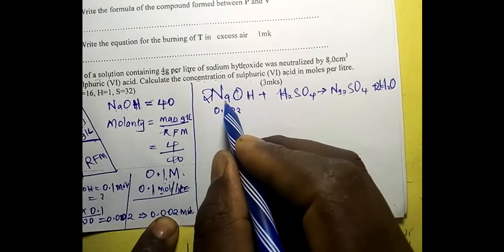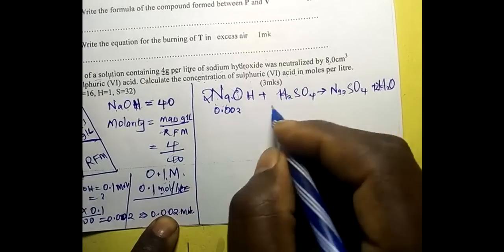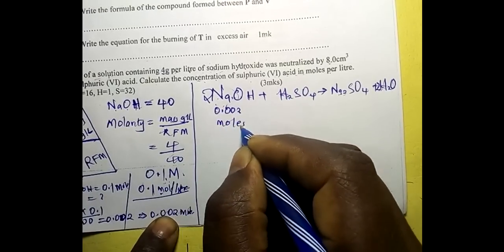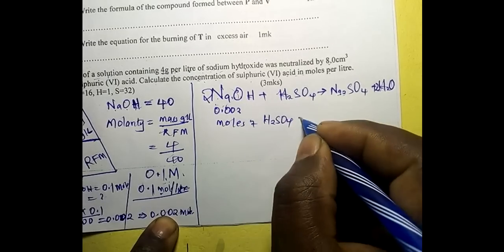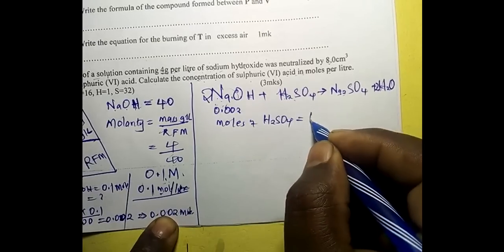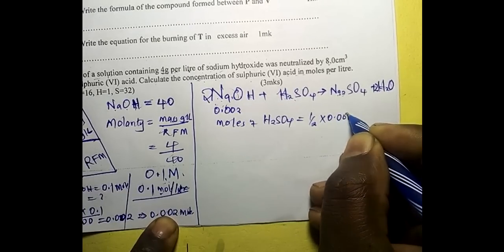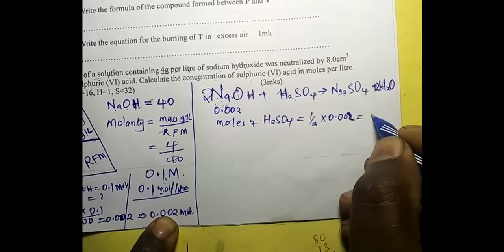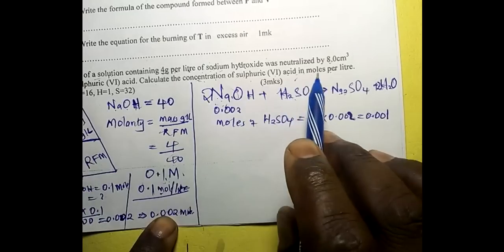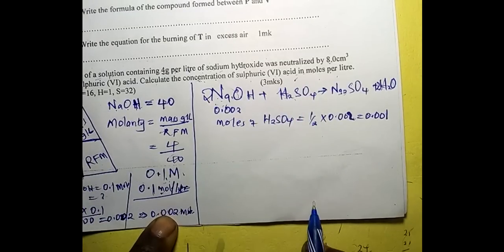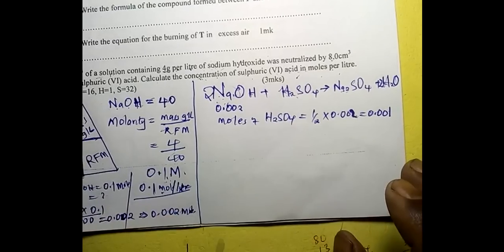Now, since the mole ratio of sodium hydroxide and sulfuric acid is 2 to 1, it means that moles of sulfuric acid that were used here equal a half of 0.002, which will give us 0.001. So the number of moles of sulfuric acid is 0.001 using the mole ratio. Stoichiometric equation, you need to understand that.